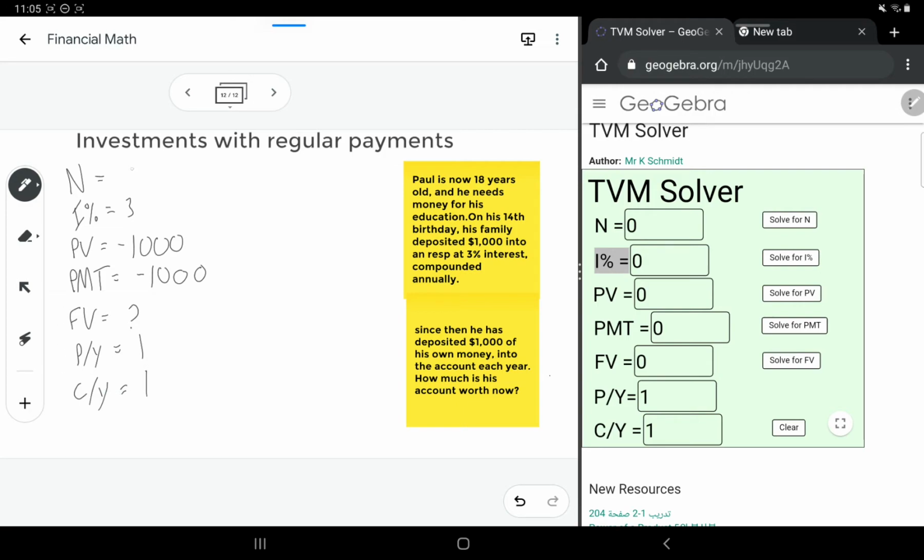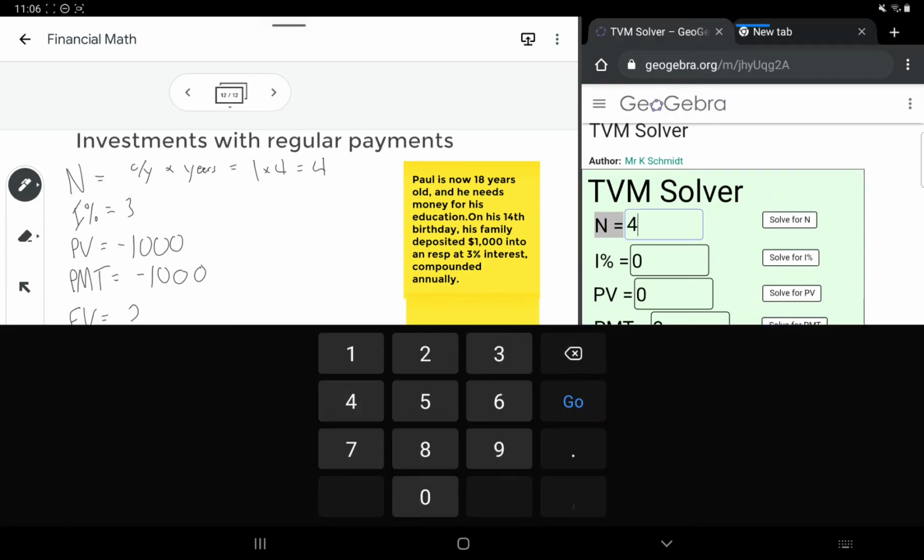Okay, to find our N, we have compounds per year times years. Okay, between his 14th and 18th birthday, that's 4 years. So 1 times 4 equals 4. Okay, so let's stick all our values in here. So we have an N of 4, so let's just stick that there. We have an I of 3. Whoops, that's not 3, that's 9. Present value of negative 1,000.